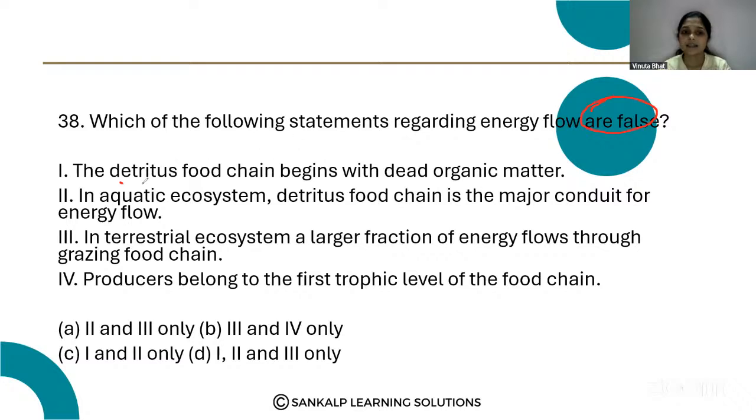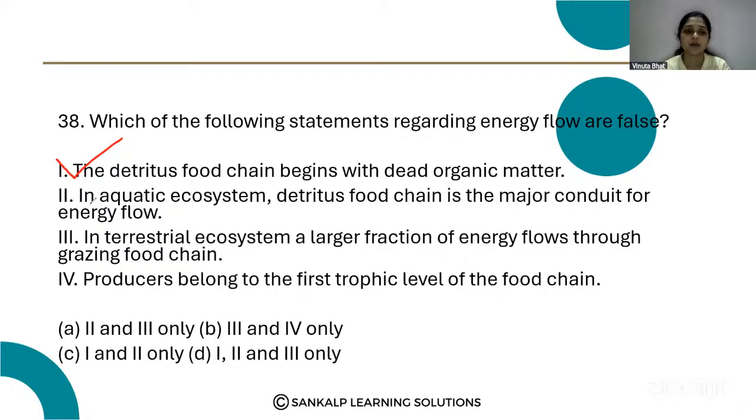The detritus food chain begins with dead organic matter. Yes, the detritus food chain includes dead organic matter, then the earthworm, and the organisms that feed on earthworms like frogs, like this. So that is the detritus food chain. So that is a correct statement.